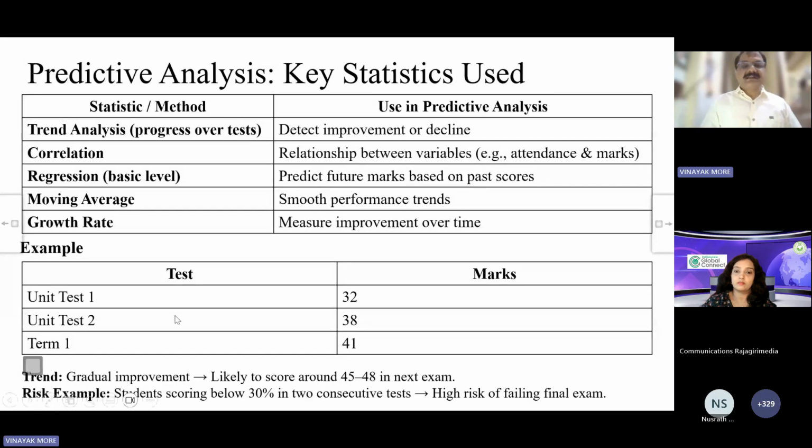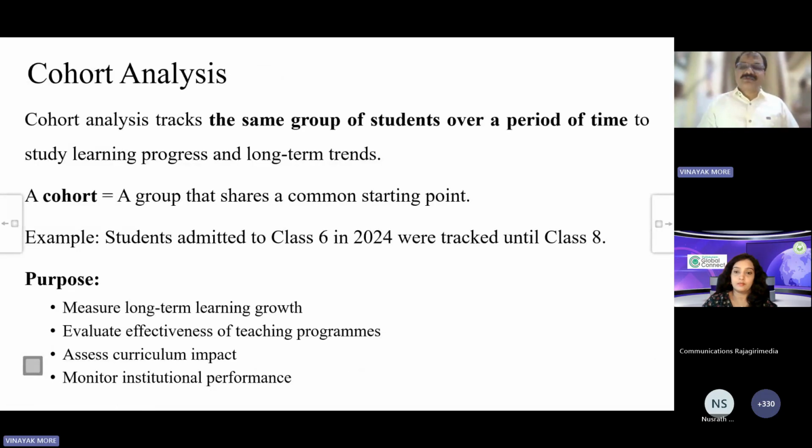Last analysis tracks the entire group or entire class, a group of students, over a period of time. So cohort is nothing but a group which shares the same common points. For example, class 6 performance in 2024, and you can track the class 6 performance for, say, up to 10 standard or 8 standard.